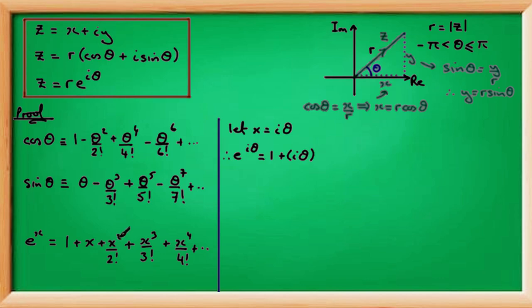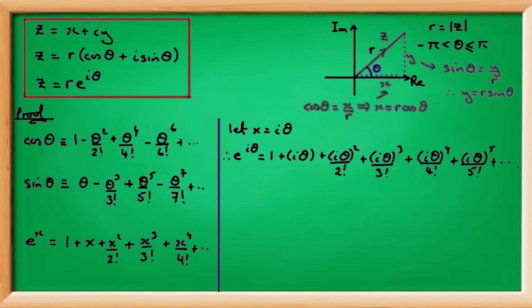And then we've got plus x squared over 2 factorial. So it'd be plus (i theta) all squared over 2 factorial, and then (i theta) all cubed over 3 factorial. And hopefully you can get the sense of all these terms. Okay, next one is going to be (i theta) to the power 4 over 4 factorial, plus (i theta) to the power 5 over 5 factorial, and so on.